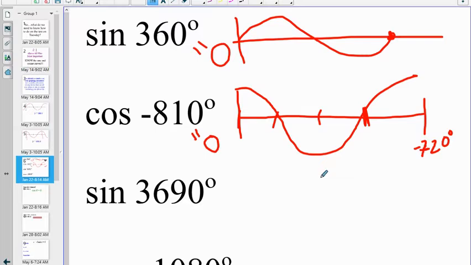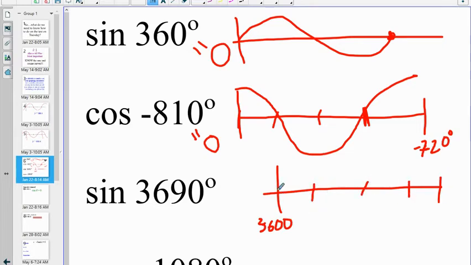so my answer is 0. Sine of 3,690 degrees, well, I don't need a calculator to know that 3,600 is a multiple of 360. So same idea, if I'm looking at one period of this graph, it's a sine curve, so it starts in the middle. And if this is 3,600, then 3,690 is the next spot over, and looks like we are up at the top for that one. So the answer is 1.